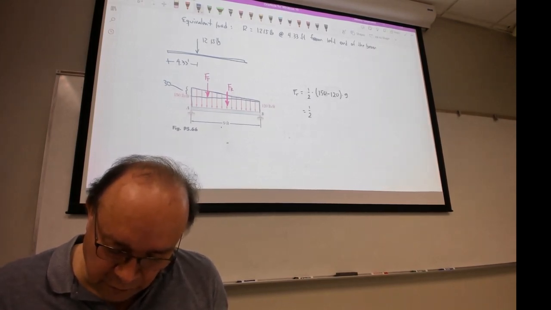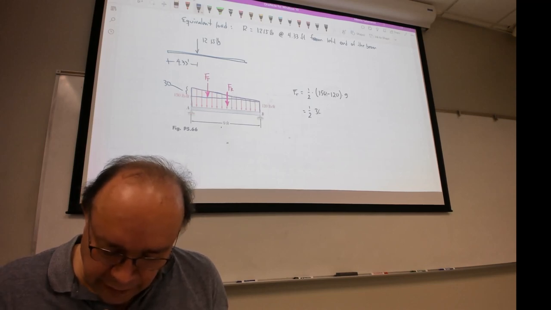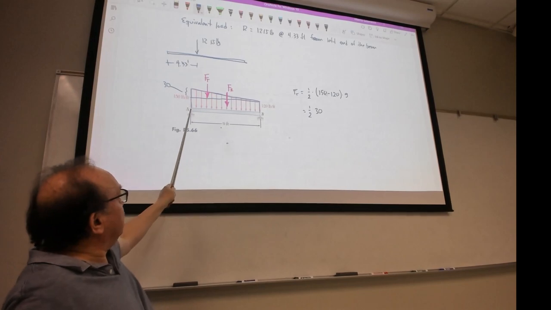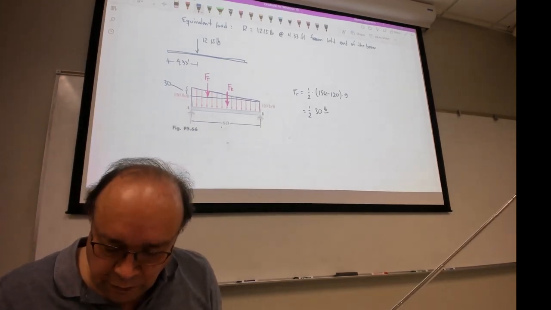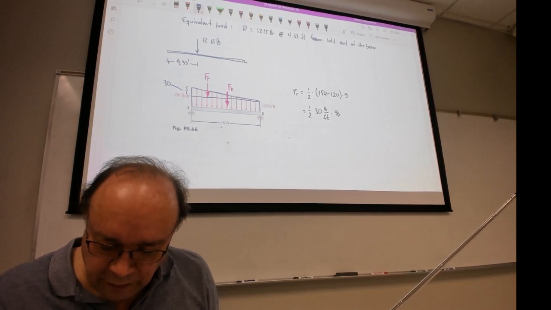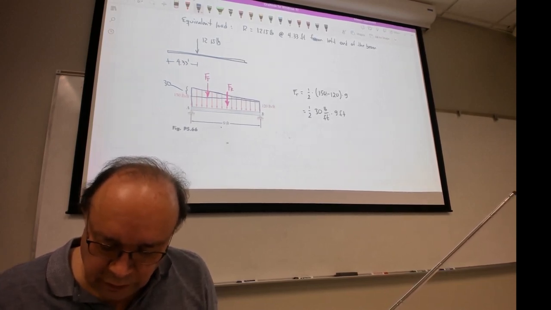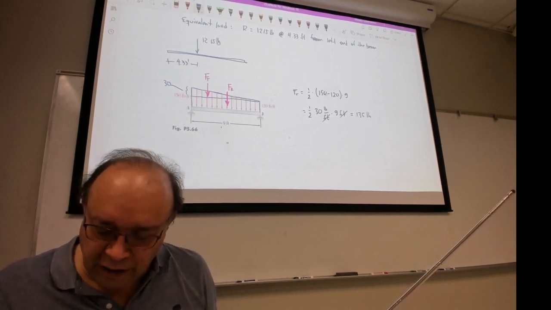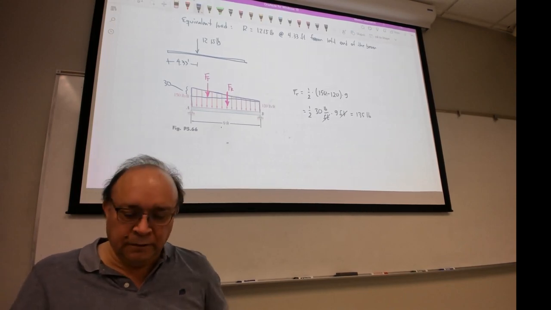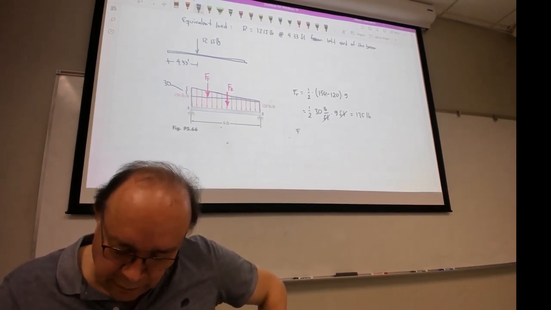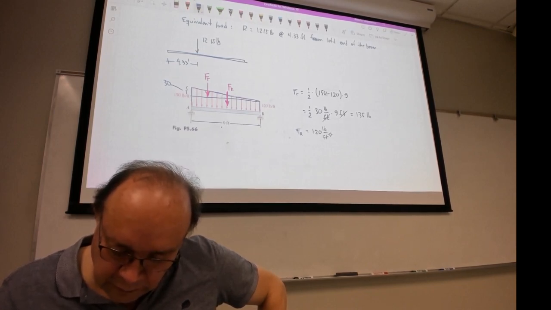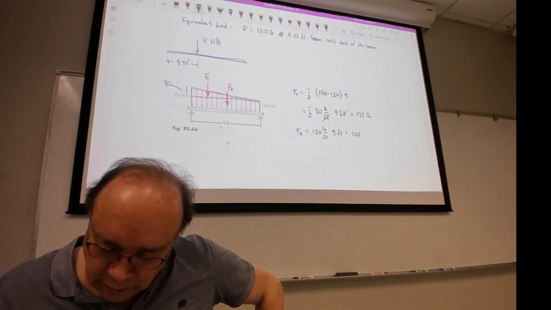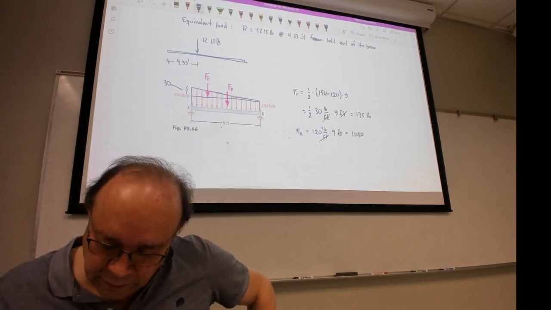So I have 1/2 of 30, and the units here are pounds per foot, and the 9 will be feet. So this will be 135 pounds, right? Let's do the force of the rectangle. It will be easier: 120 pounds per foot times 9 feet, 1,080 pounds.